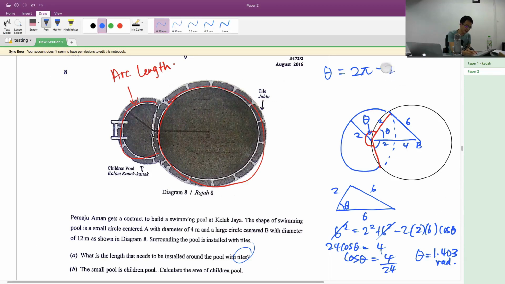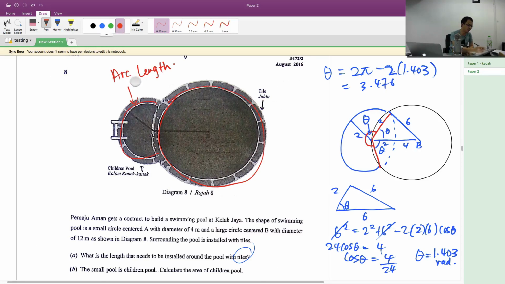Okay, I guess it should be okay already. Okay, yeah. So 2 multiply 1.403. This is the idea, because one of it is just 1.403, so you have double of it in order to get the red color one. Alright, so this one just use the calculator. 2 pi minus 2 multiply answer. So yeah, you should get 3.476 is the whole angle.